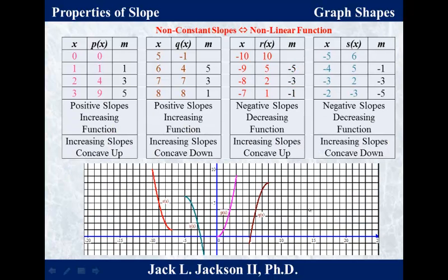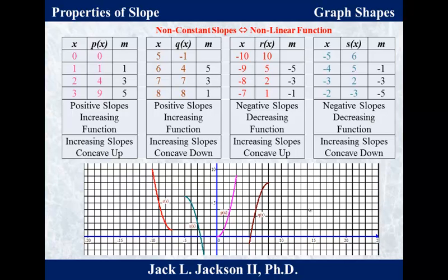Well, we see that the first one, P, which is the pink one, we're going up by 1, then up by 3, then up by 5. Now that's always a positive slope. So the fact that we have positive slopes says when we go to the right, we're going up. So that's an increasing function. However, it's not increasing by the same amount each time.